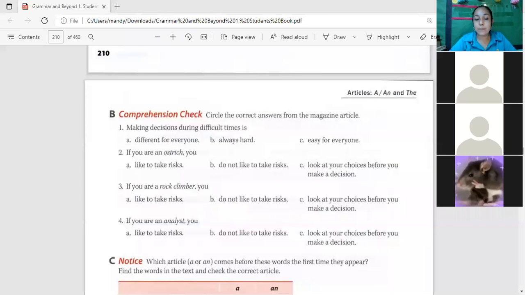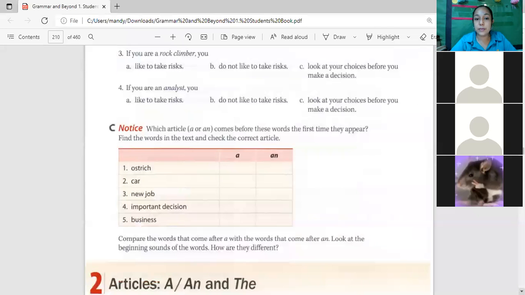So let me clear this part. Now we notice which article, a or an, comes before these words the first time they appear. Find the words in the text and check the correct article. Ostrich: a or an? Ostrich, in that case, is an. Car: a. New job. Important decision. And business? So let's see, what is the difference? Because the word begins with a vowel. Some of the words begin with a vowel and you use an, and the other ones with a consonant, we use a. So now let's check the explanation of the articles.